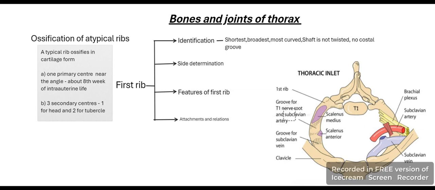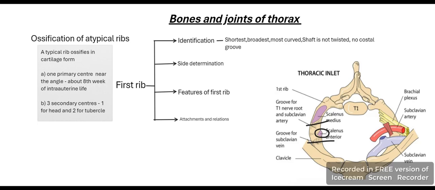It has two surfaces, upper and lower, and two borders, outer and inner. The upper surface is marked by two shallow grooves separated near the inner border by the scalene tubercle. See, these are the grooves, separated by a ridge, and it has a tubercle called the scalene tubercle. Now the lower surface is smooth and has no costal groove. We cannot see the lower surface from here, but it is smooth and has no costal groove.